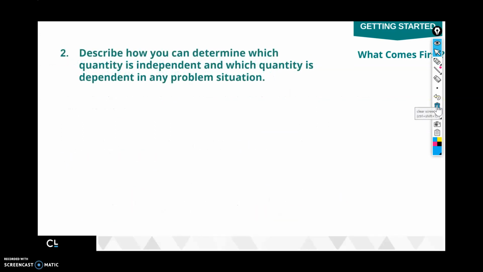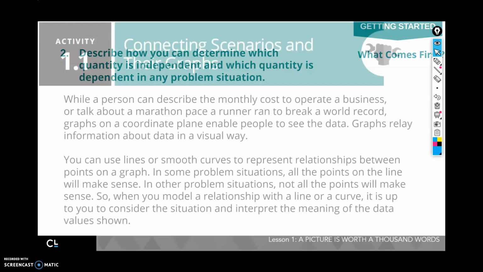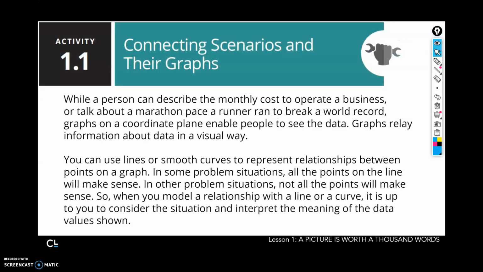Describe how you can determine which quantity is independent and which quantity is dependent in a problem situation. Like we've said before, the independent quantity is the one that is necessary to know first. It affects the dependent. Your dependent depends on your independent. Let's get into our first activity.